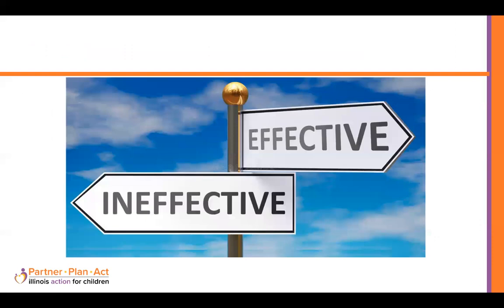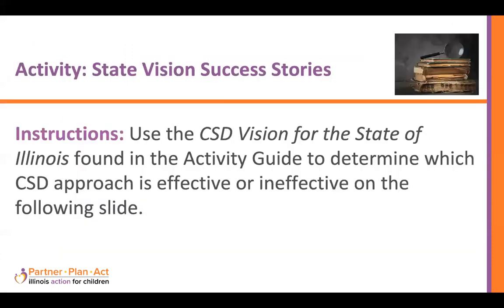Now that we know the state of Illinois' CSD vision, it's important to know and think about the approaches we can use to try to get there. There are some approaches that are effective and there are others that are ineffective. You're going to get an opportunity to determine the difference. At this time, refer to the activity guide and use the CSD vision for the state of Illinois to determine which community system development approach is effective or ineffective on the following slide.